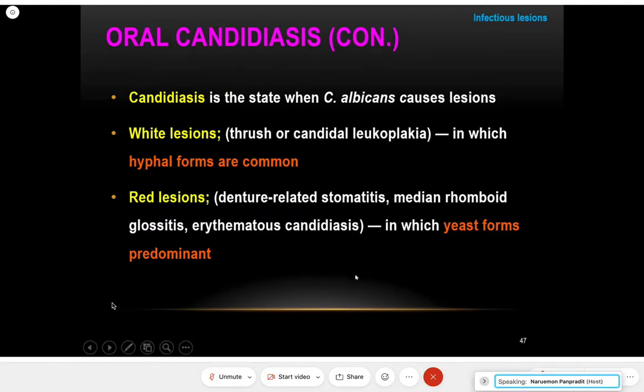And when it shows the white and the red character of candidiasis: when the lesion is white, we call it pseudomembranous candidiasis, or thrush, or candidal leukoplakia. At that stage, the hyphal form is common. But when it shows a red lesion, like erythematous candidiasis or median rhomboid glossitis, the yeast form is predominant.